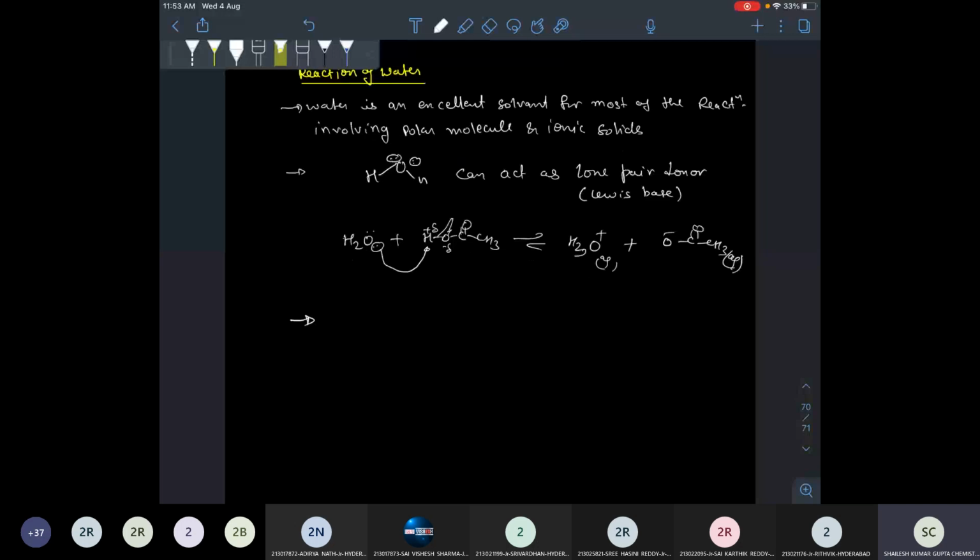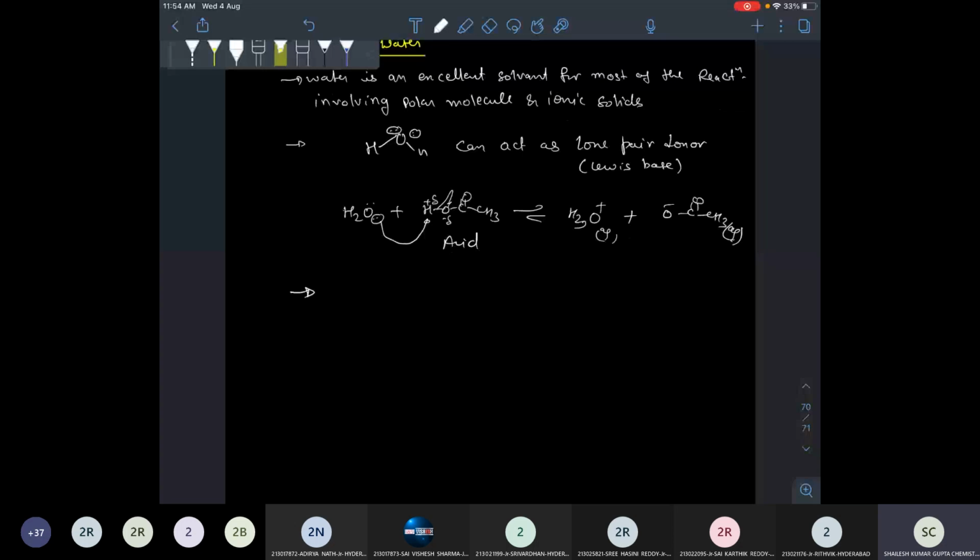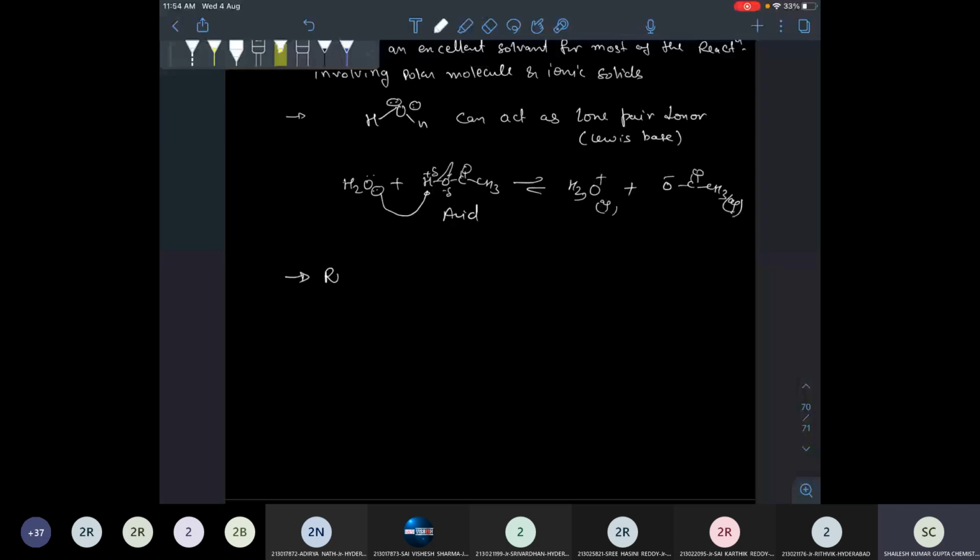Next reaction you can expect is, this is an acid. Reaction with metal.